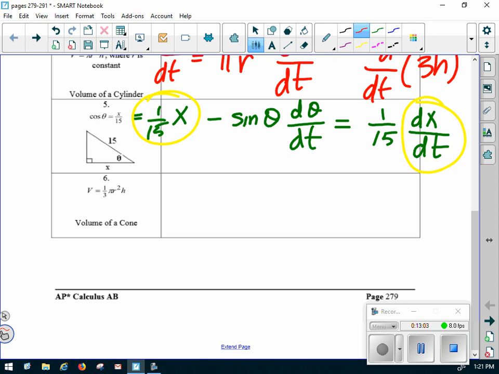Volume of a cone. Now, how many variables do you have? Did it say anything was constant? No. So you do have 3 variables here. So how many d blank dt's are we going to have? 3. Right.